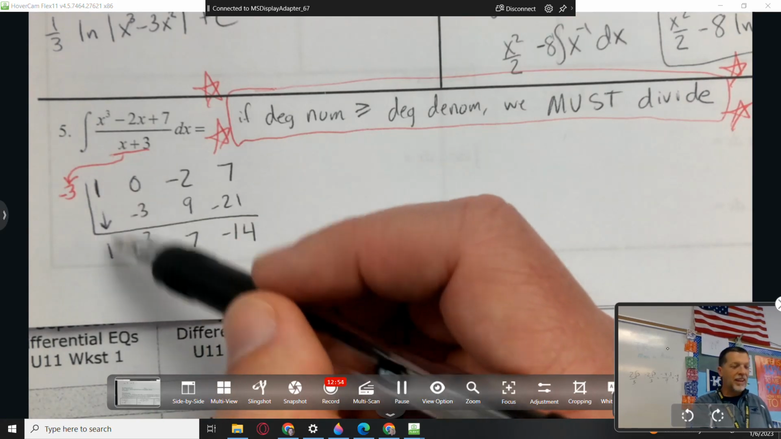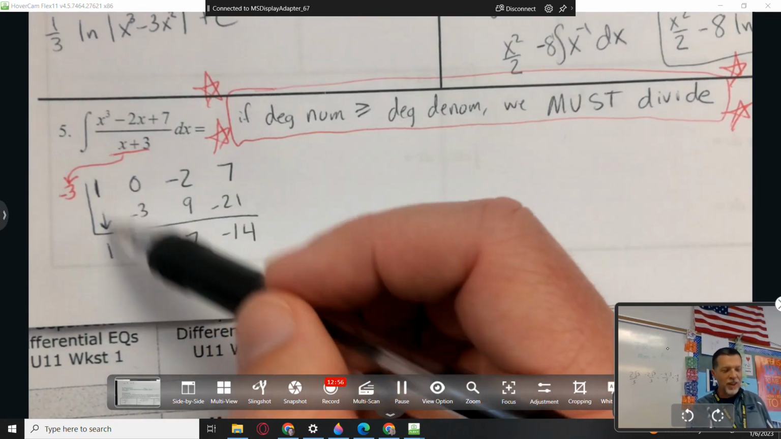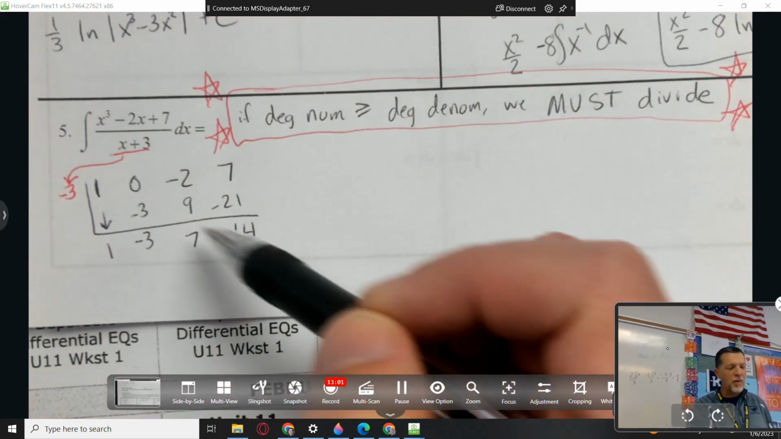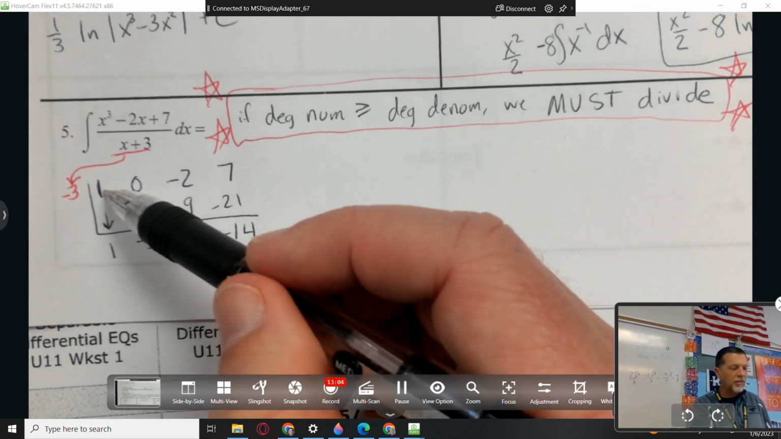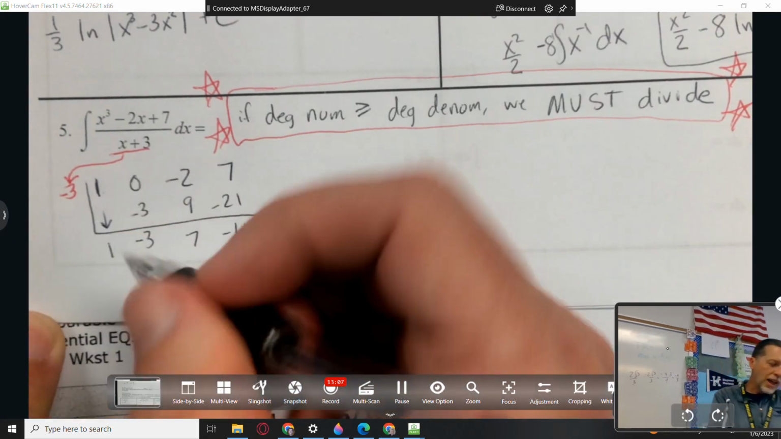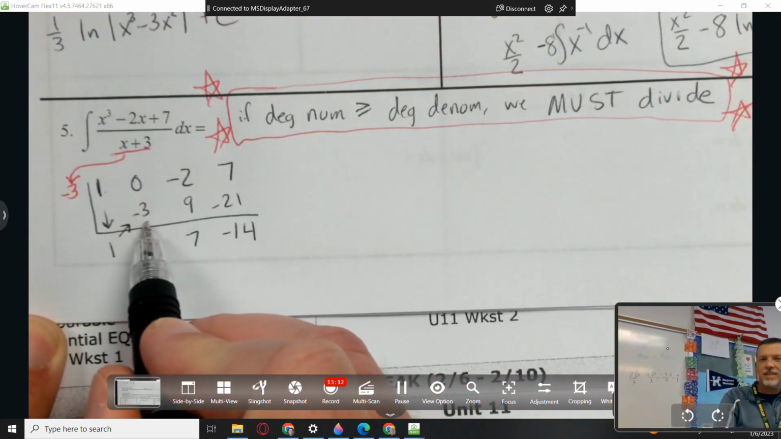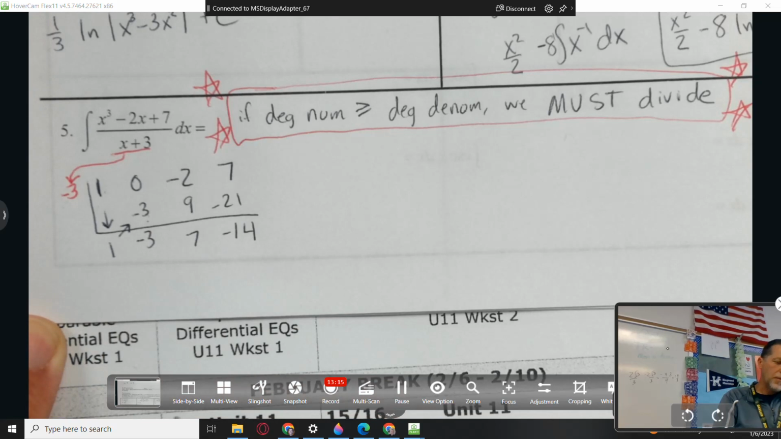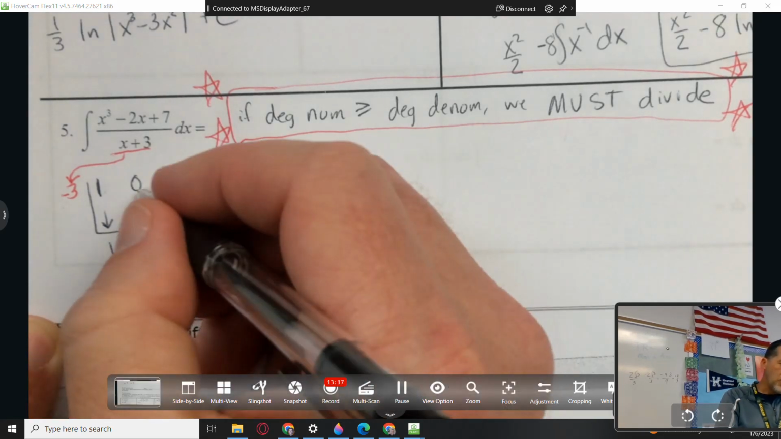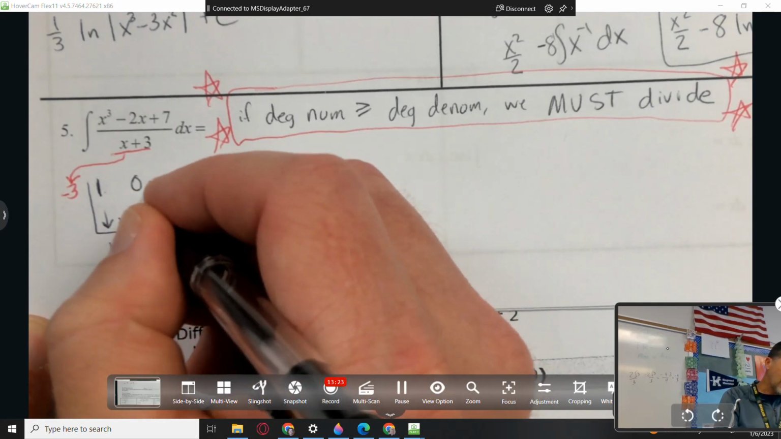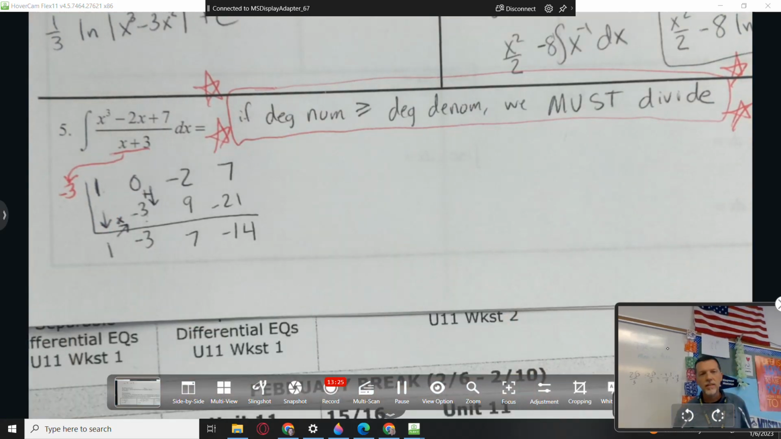As silly as it seems, that is a frequent place to mess up, because you remember the rest of the pattern, but you don't know how to get started. Bring down whatever number that is. Then you multiply -3 times 1, and -3 times 1 goes there. Then you add 0 and -3 and get -3. And then you just repeat.